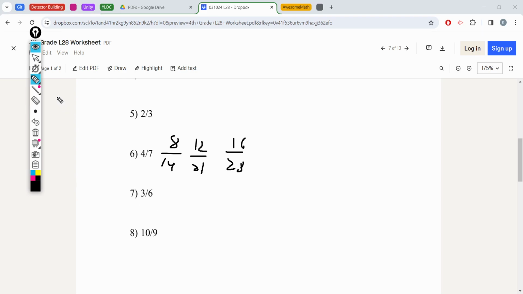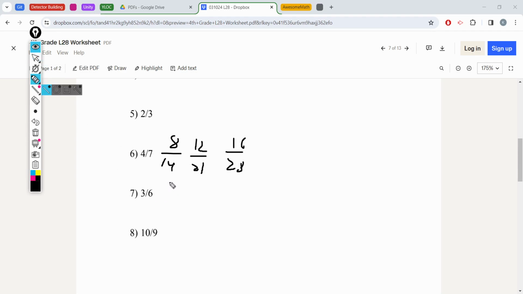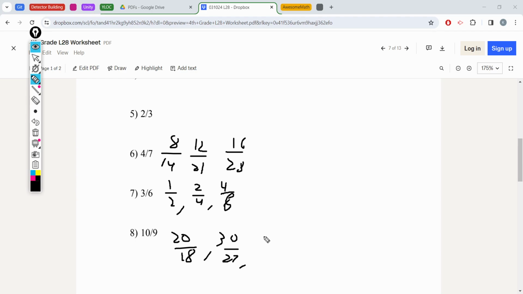3/6 is actually a special one because we saw it earlier. It's the same as 1/2. So one of the equivalent fractions is also 1/2, and then it has the same equivalent fractions as 1/2. So that means 2/4, and then, well, we can't do 3/6 again, but we can skip 2/4. And then for 10/9, we'll have 20 over 18, or 30 over 27, or 40 over 36.